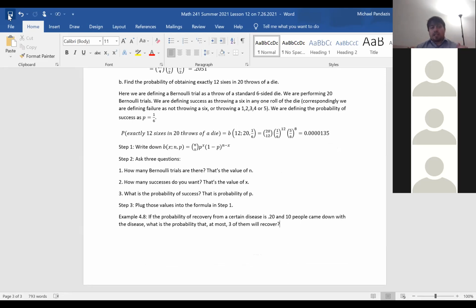Okay, so in example 4.8, if the probability of recovery from a certain disease is 0.20 and 10 people came down with the disease, what is the probability that at most 3 of them will recover? So now the question isn't asking you to find the probability of exactly a certain number of successes. It's asking you to find the probability of at most a certain number of successes, at most 3 successes. Okay, so that's just a little additional thing. It's not too difficult.